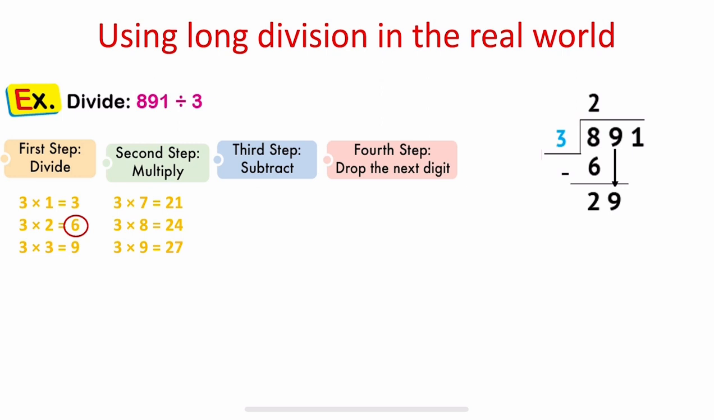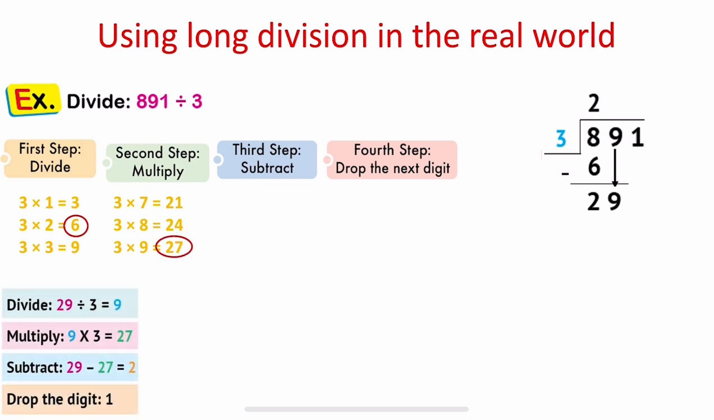Now we have 3 times 7 equals 21, 3 times 8 equals 24, and 3 times 9 equals 27. So the number just before 29 is 27. So we may use 27. We write 27 here and we write 9 up, because 3 times 9 equals 27. After that we subtract again. 29 minus 27 is 2.